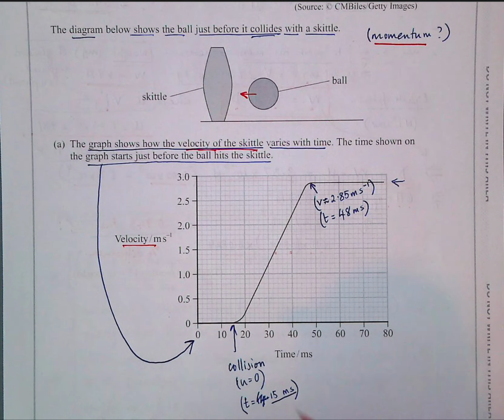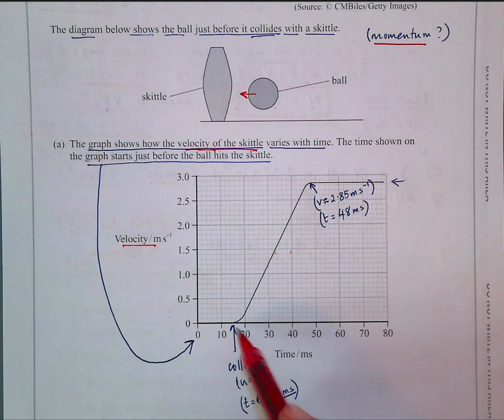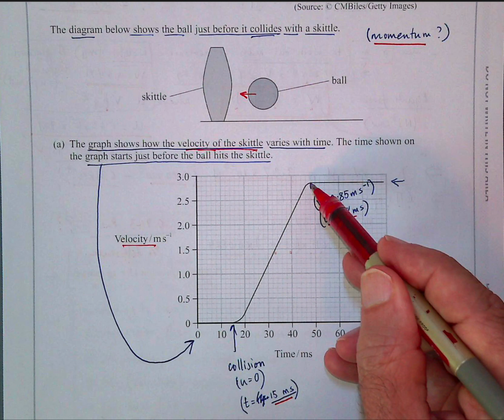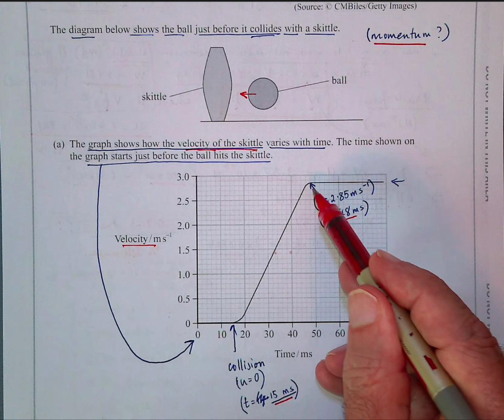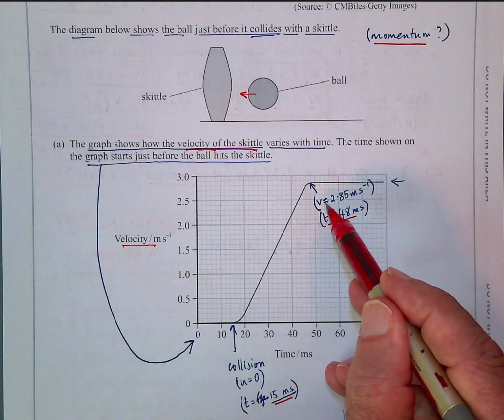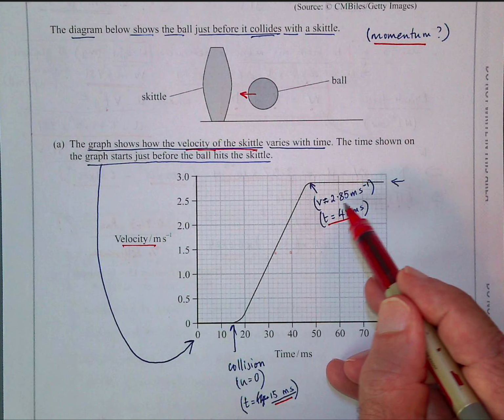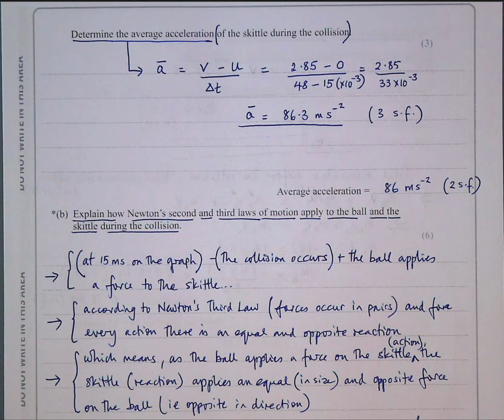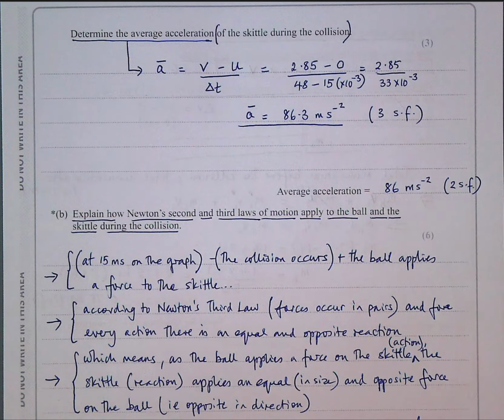Okay, so here I've estimated the time here to be 15 milliseconds and the time here to be 48 milliseconds when it completely becomes a straight line. The velocity here I've estimated to be 2.85 meters per second, and obviously the velocity at the initial contact would be 0 for the skittle. Okay, so once we have this information, we can probably start solving the problem.